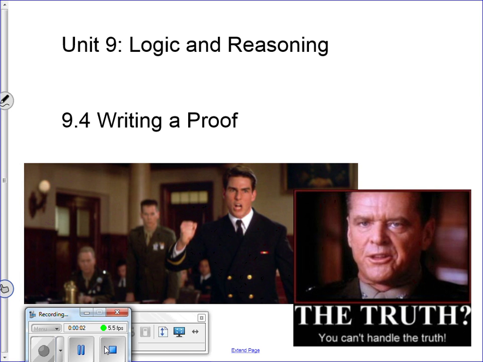Hey everybody, this is Mr. Munson. We're in Unit 9, Logic and Reasoning, and we're going to be dealing with concept number 4, writing a proof, like a two-column proof. And we've done this in the past. I've been setting you up for this section, so it's not too much of a stretch for you.